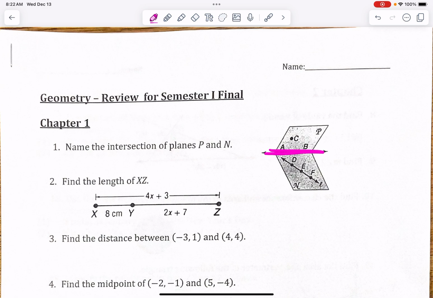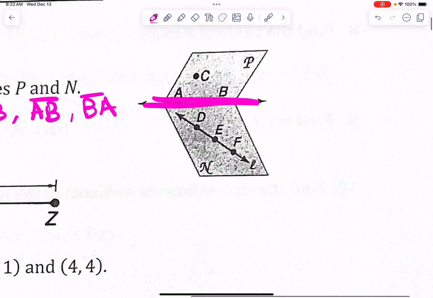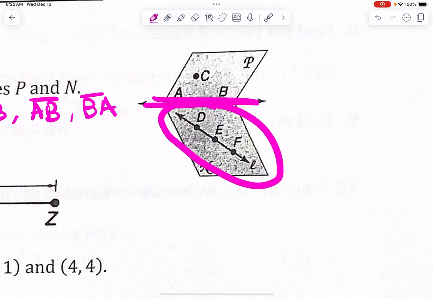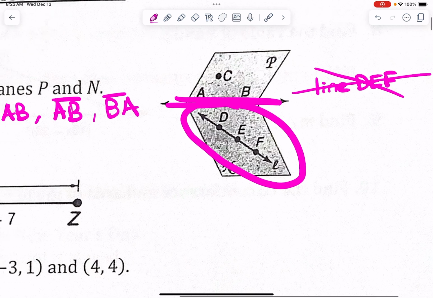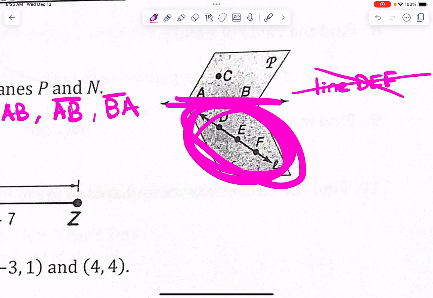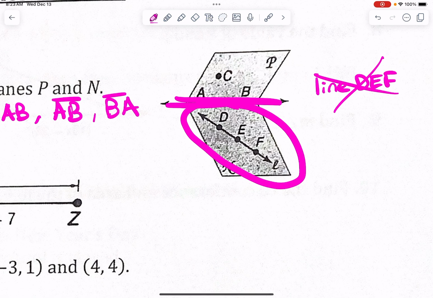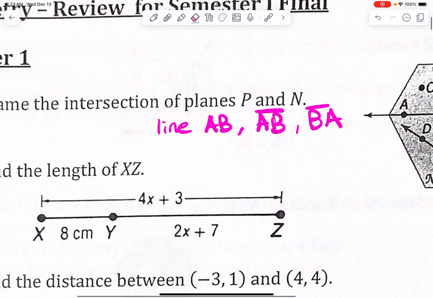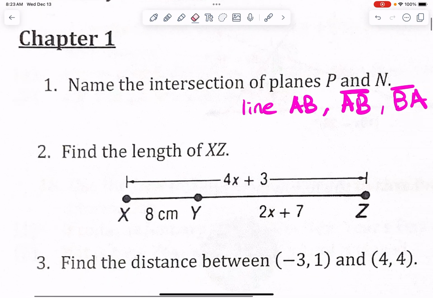So that is a line, and you can either call it line AB, you can call it AB with a line over top of it, you could call it BA with a line over top of it, or line BA, whatever. The one thing you want to make sure of is that if you're talking about a line, like this line right here, you do not call it line DEF. You only name a line with 2 letters. A plane is 3 letters. So you would call this line DE or line EF or something like that, just with 2 letters. So just FYI, that's a thing. Any of those answers would be fine for number 1, okay?